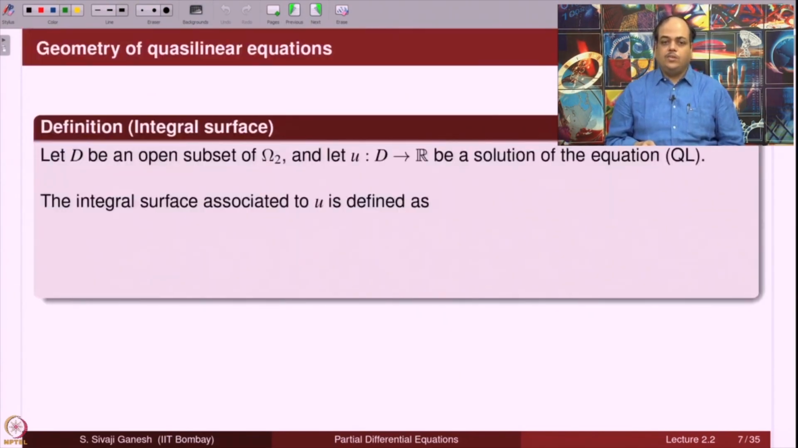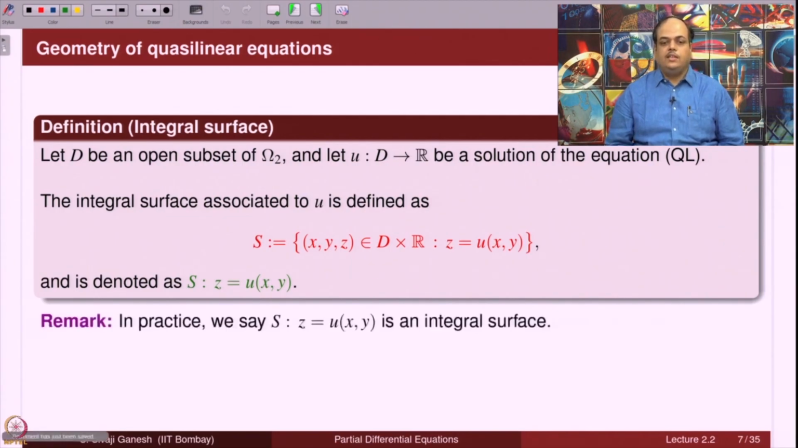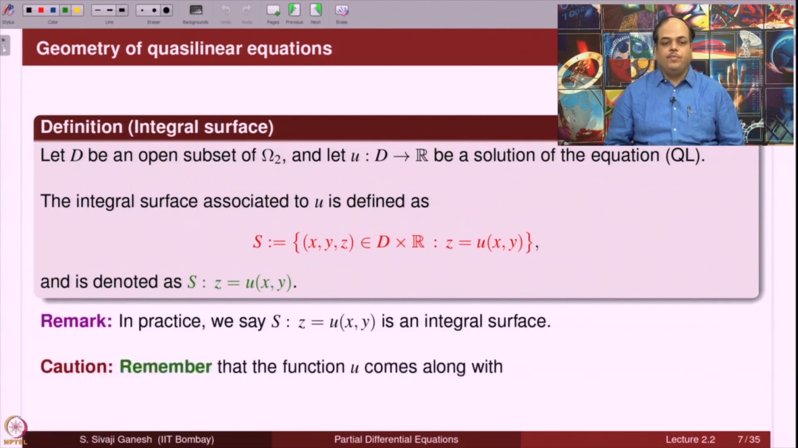So, the integral surface associated to u is defined as the set of all triples x y z such that x y belongs to D and z belongs to R. So, x y z belonging to D cross R, a subset of R3, such that the third coordinate z is u of x y. It is also denoted, in short notation, as S colon z equal to u of x y. In practice we say S colon z equal to u of x y is an integral surface.